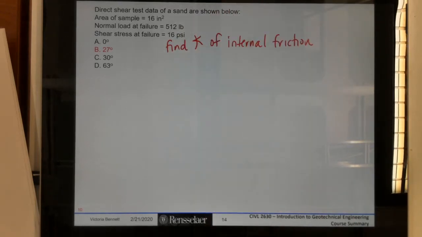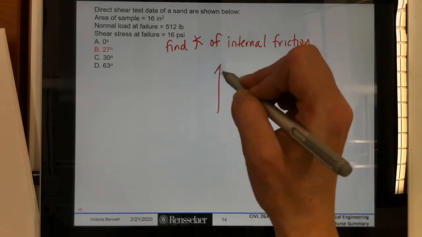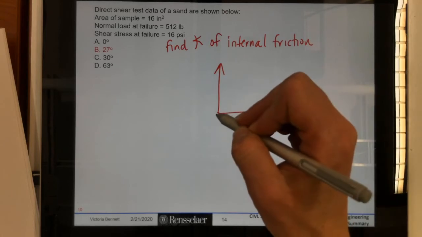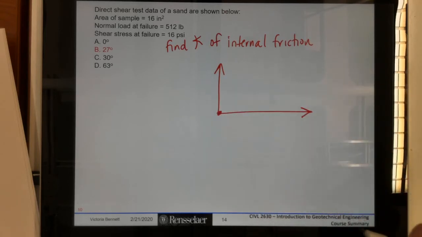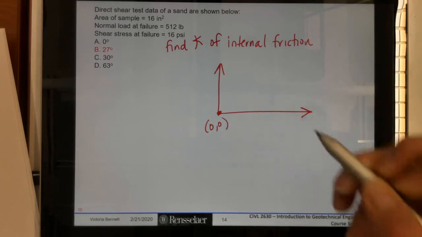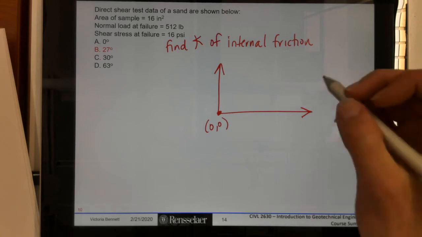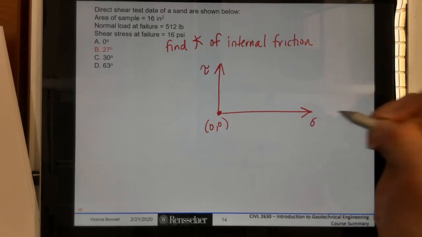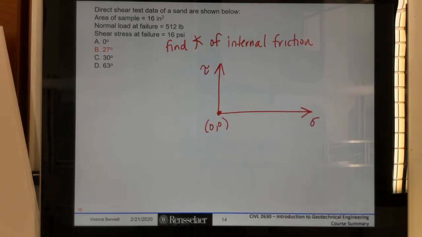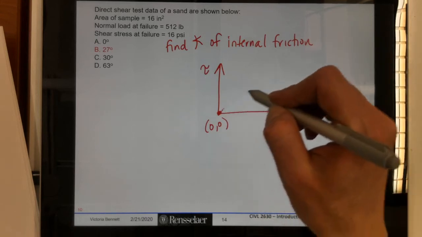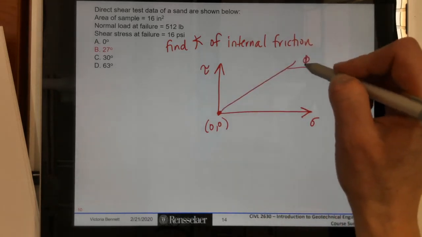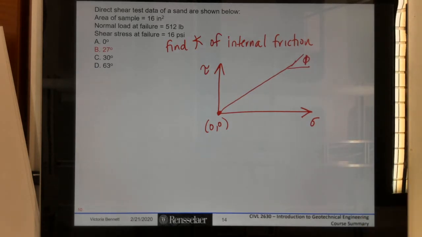So here, basically, we might remember that for a direct shear test, we have sand, so we have a point on our Mohr-Coulomb failure envelope of 0, 0. We also have a point on that. This plot is normal stress versus shear stress. The angle that we want to find is the angle of this line, so that's our angle of internal friction.